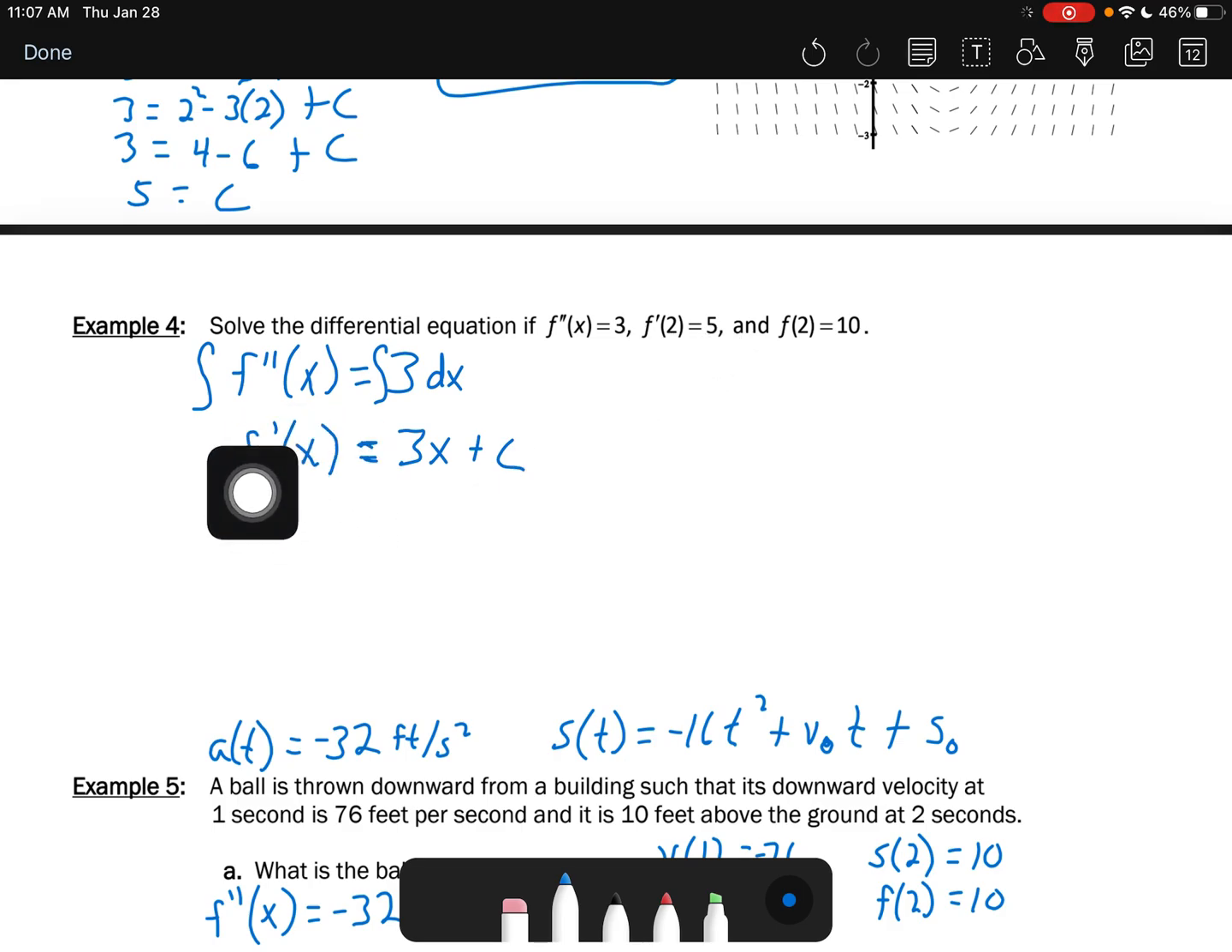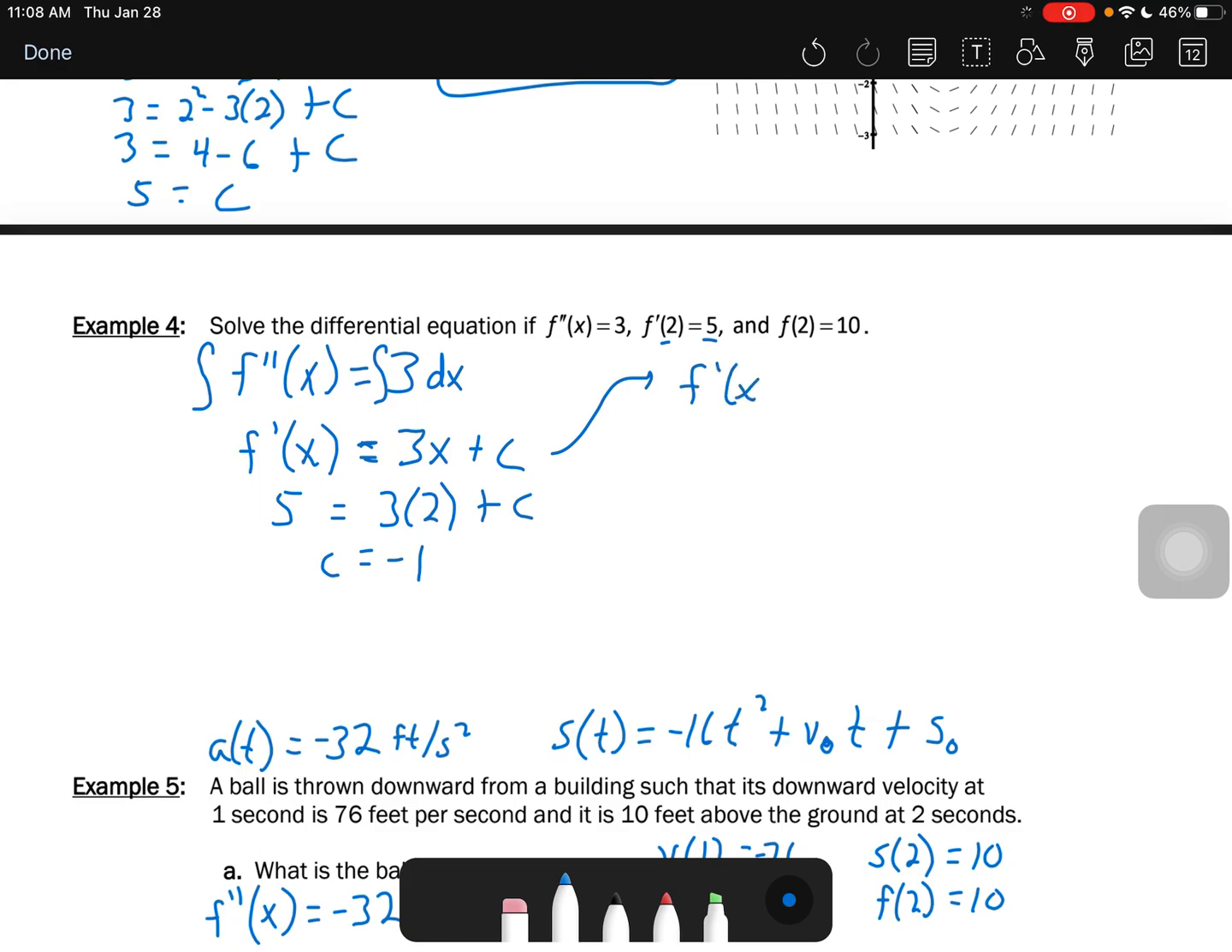So I have enough information to plug in f prime of 2. I could put a 5 here and then put in a 2 for x, because it's saying when x is 2, the first derivative is 5. So 5 equals 3 times 2 plus c, and then I can solve for c. This is 6. Take that away, I get c equals negative 1. Okay, so now my first derivative, f prime, is equal to 3x minus 1.